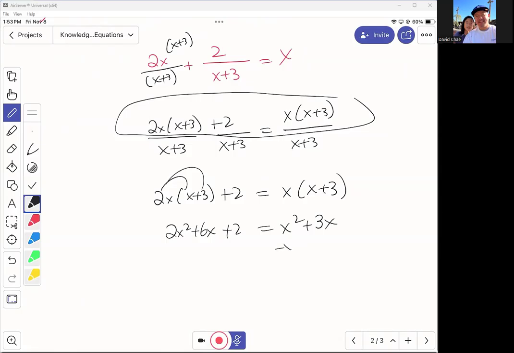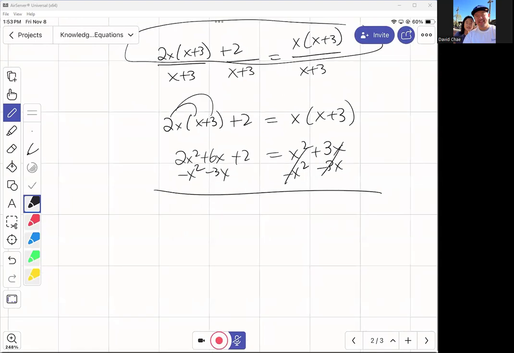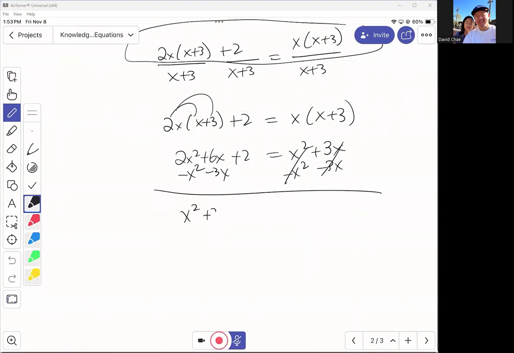And then subtract the x squared. Subtract the 3x. What happens? This becomes x squared plus 3x plus 2 is equal to 0. Then factor this out. This becomes (x plus 2)(x plus 1). Make it x is equal to -2, and x is equal to -1. Okay? Again, this is not that bad, I'm hoping.